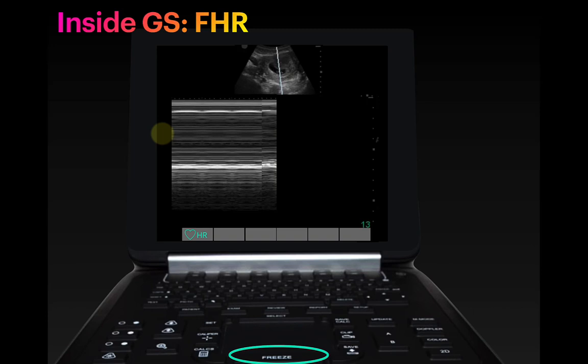You want to freeze it so you can take a look at it. And then the next step is the calipers. And this is always where it gets challenging in these very early pregnancies, because every time mom breathes in, everything disappears. And then when mom breathes out, it all comes back again sometimes.